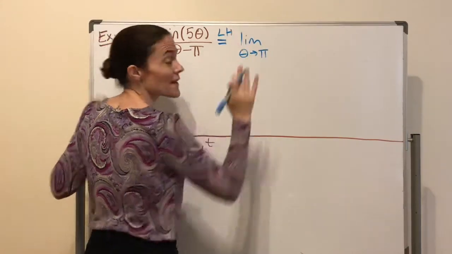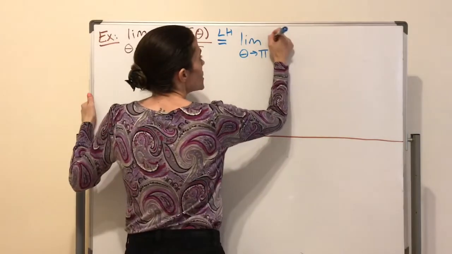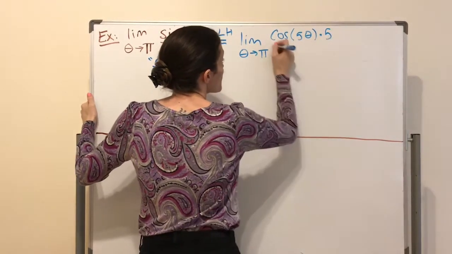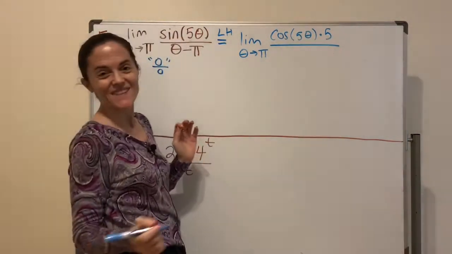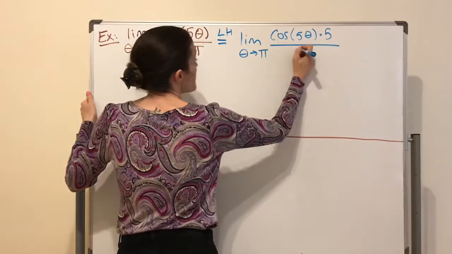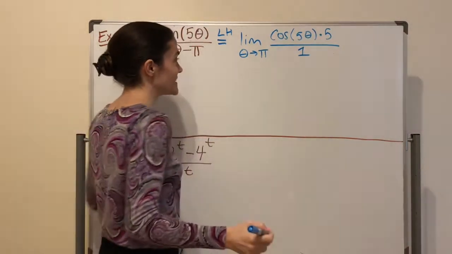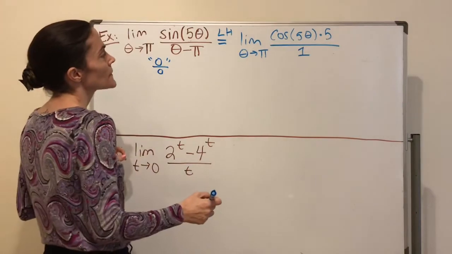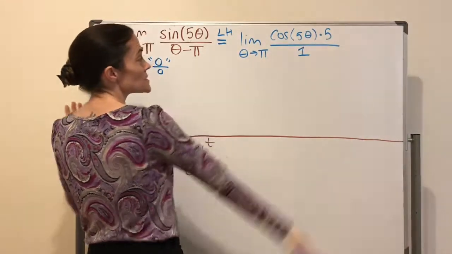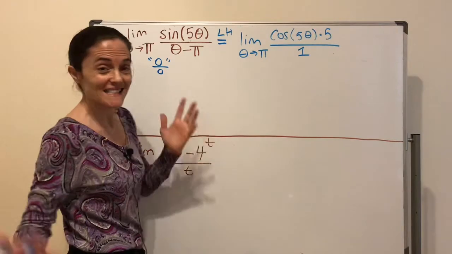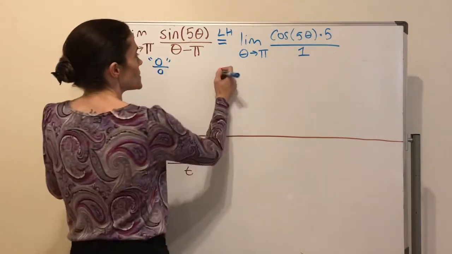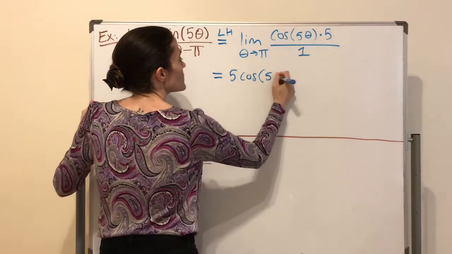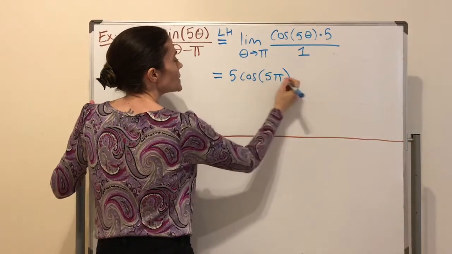We take the derivative on the top. This is chain rule: cosine 5 theta times 5, which is the derivative of the inside function. And then the derivative on the bottom is 1. I have differentiated with respect to theta here. Now I can just compute. This is just 5 cosine 5 theta, a continuous function. So the limit will be equal to 5 cosine of 5 pi using continuity.